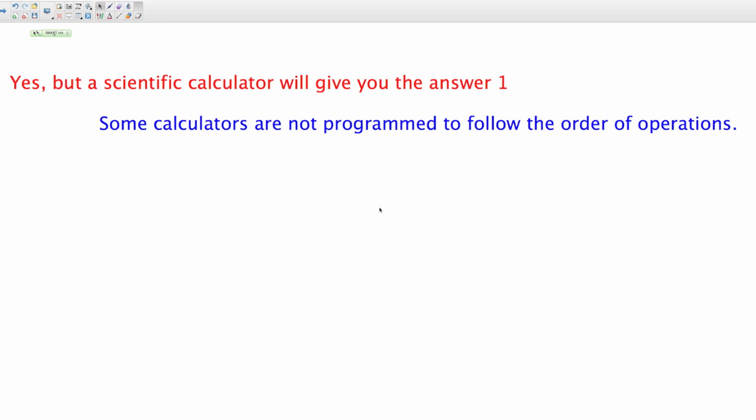Now, after answering the last question, he comes back to me here in red, but a scientific calculator will give you the answer 1. Well, let me say this. Not all scientific calculators will give the answer 1. And the reason for this is some calculators are not programmed to follow the order of operations. I know that's pretty lame, but we can't always rely on technology to do what our minds do. Technology only does what it's told to do, and if the calculator's not programmed to follow the order of operations correctly, then you will get the wrong answer. So you have to understand the technology that you have and be able to use it properly.